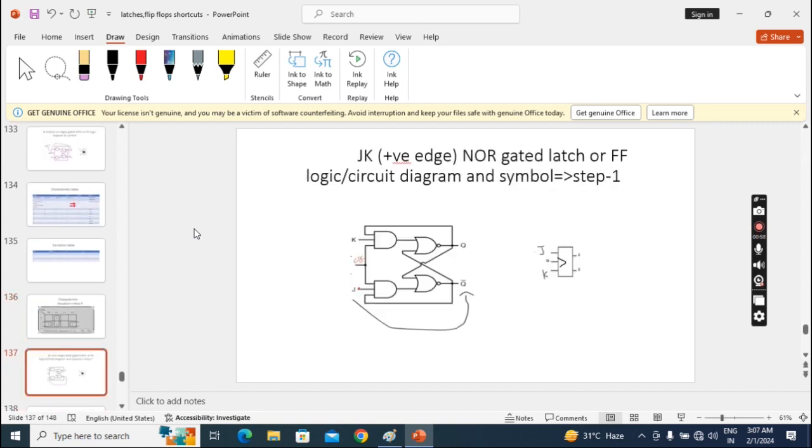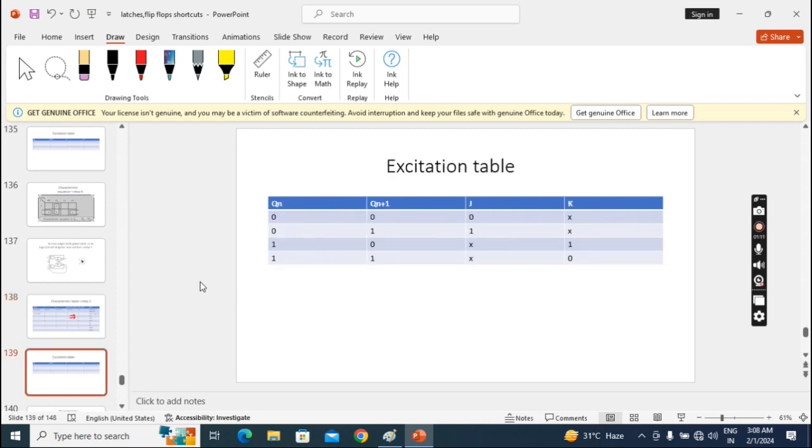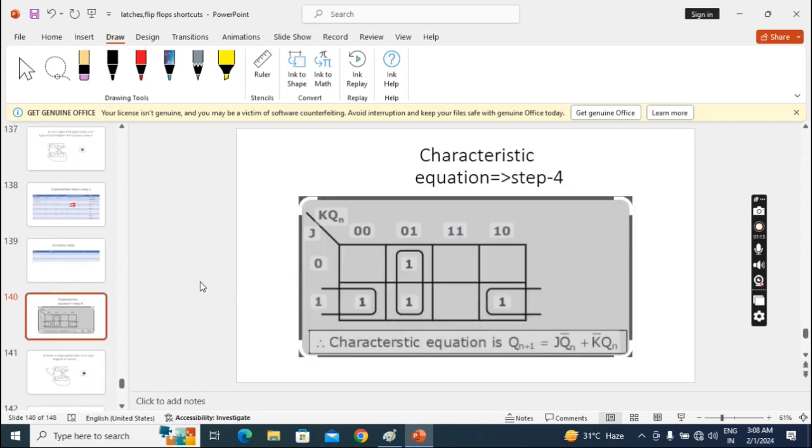Now with NOR latch part, positive edge, the circuit will change, and here the triangle will come. This is the same as the latch, that is working with levels, it is working with edges. This is the same as the latch.